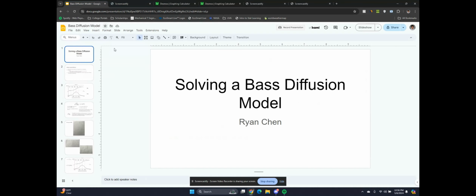So yeah, this is basically my presentation on the base diffusion model for businesses, and this was just something interesting to me because I like business and I like math.